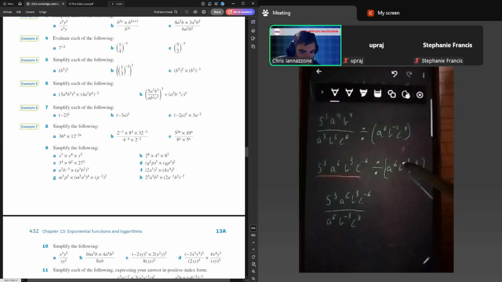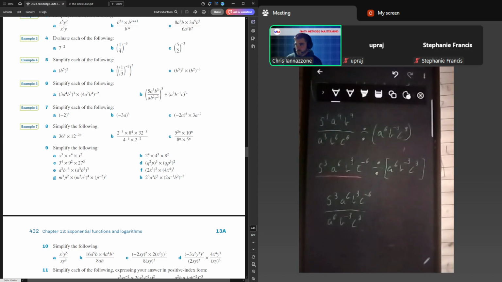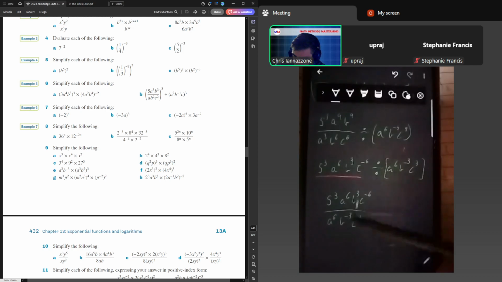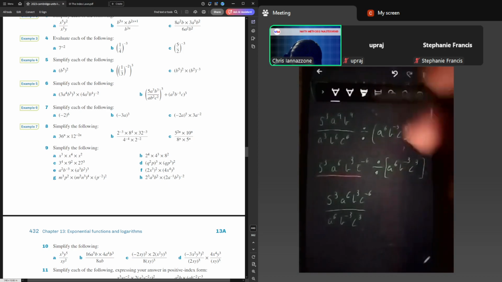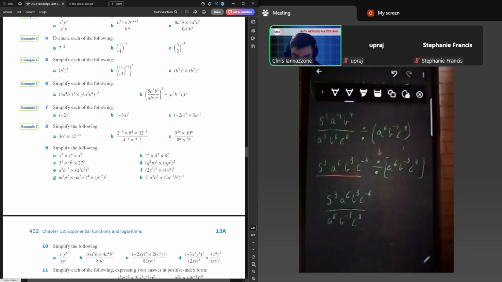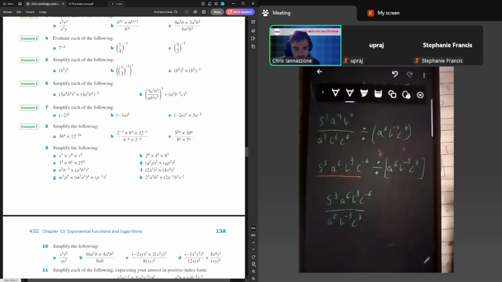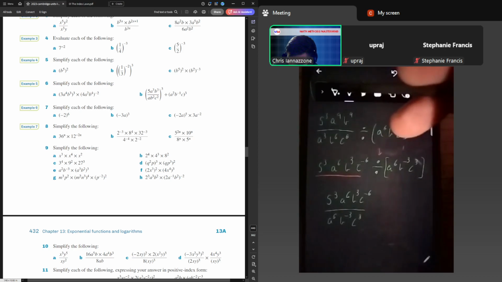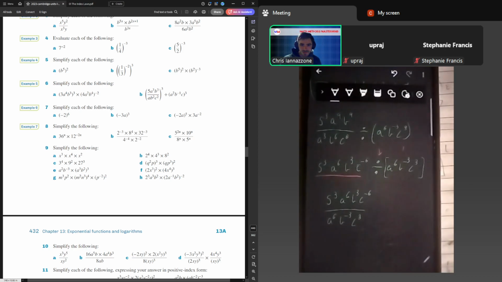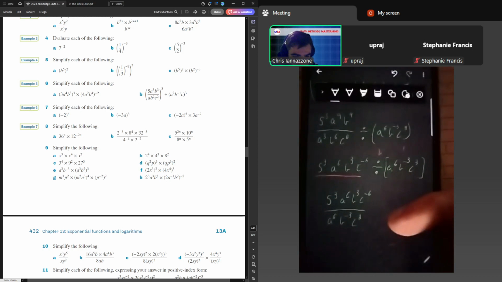I'll point out, when playing with negative indexes, it's pretty common in the private classes that I run where people will immediately assume that negative index means it goes down here and becomes positive. And in this transition, it's a common error to take this B -3 and make it B +3 because they think, oh, I'm flipping it, it's going down. In reality, this was already on the denominator. All we're doing is literally just rewriting it because division means denominator. So just keep that in mind if that was a thing you were curious about doing or inclined to do.